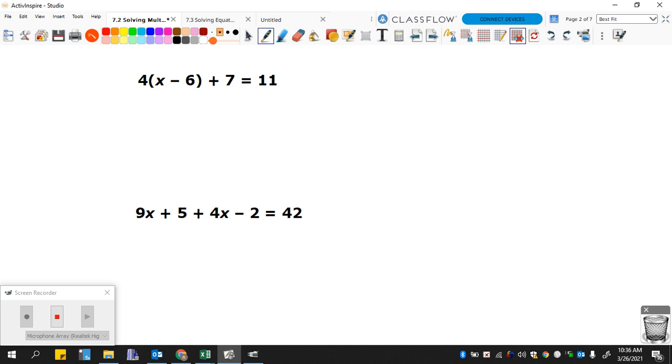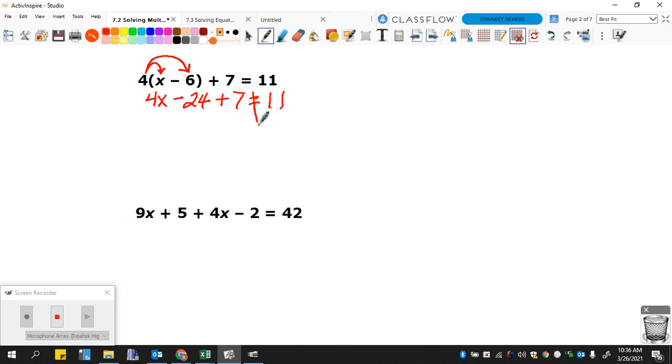Next equation. Now, the next equation is one where we have to use the distributive property because you notice here we have 4 times x minus 6 inside parentheses. So to do that, we'd say 4 times x, which is 4x, minus 4 times 6, which is 24, plus the 7, because the 7 isn't inside the parentheses, we just bring it down, is equal to 11.